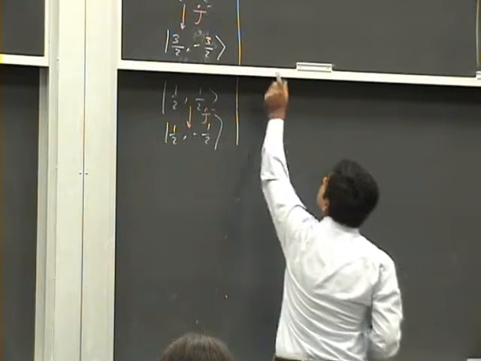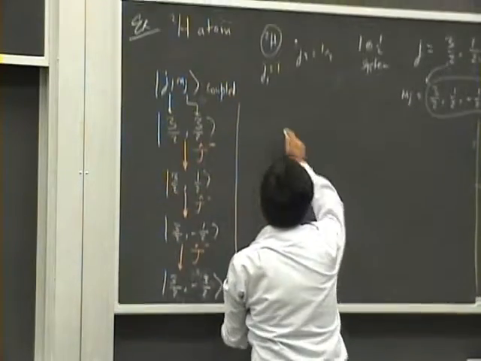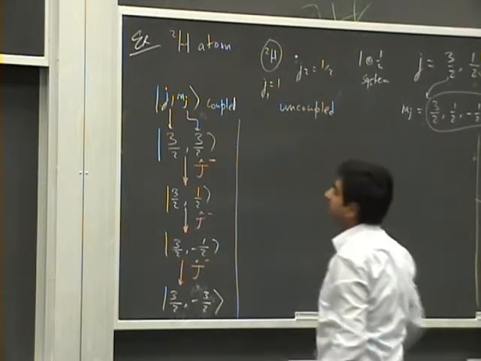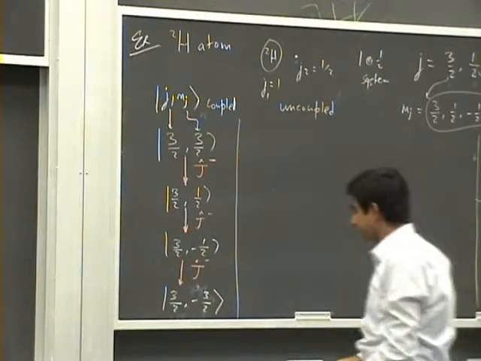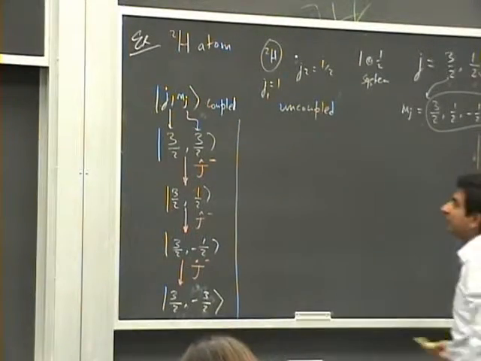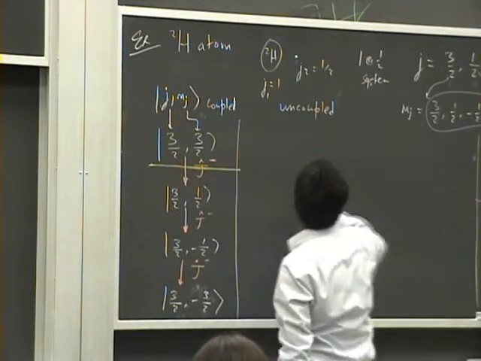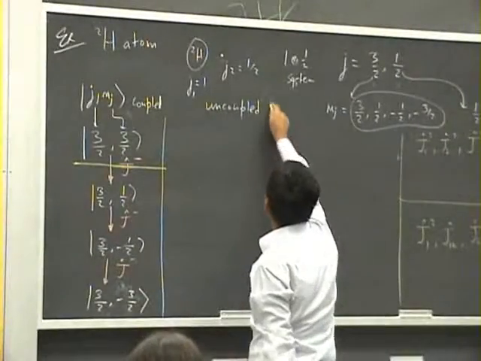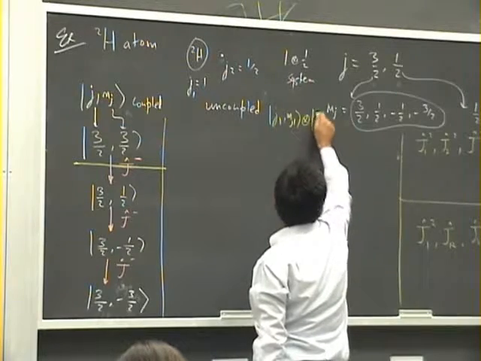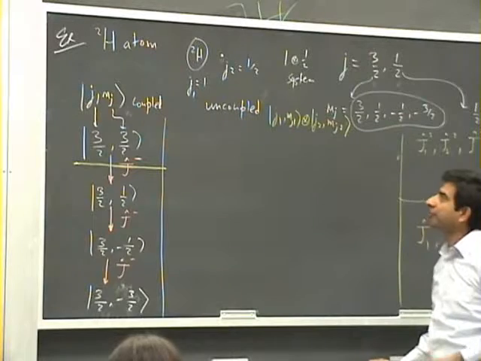Okay. Now these are the states in the coupled basis. They must correspond to some states in the uncoupled basis, right? Now if I look at this state, and I would like to write all of these coupled states in the form J1, MJ1 crossed with J2, MJ2. Okay, what do I need to do?